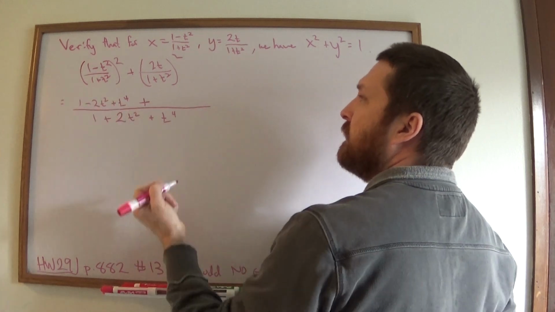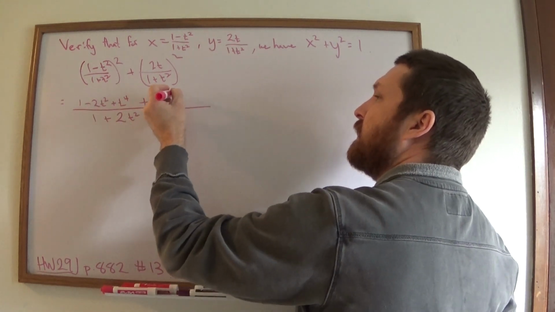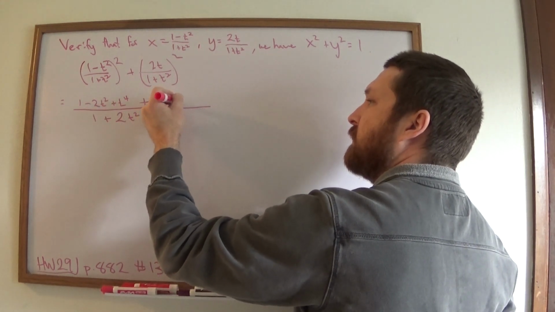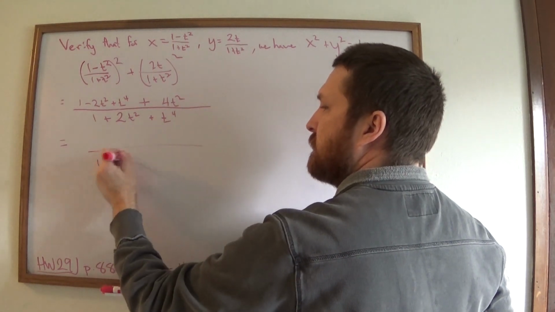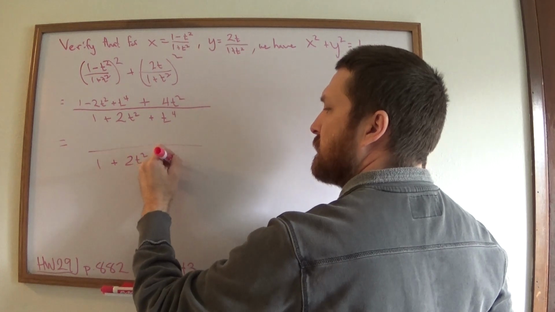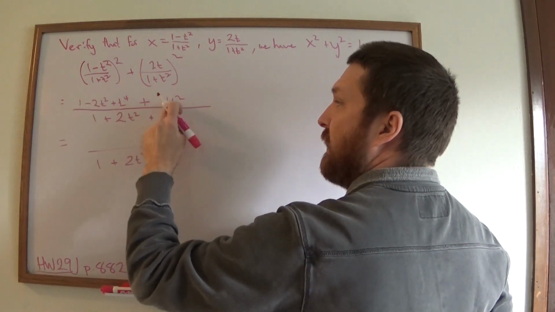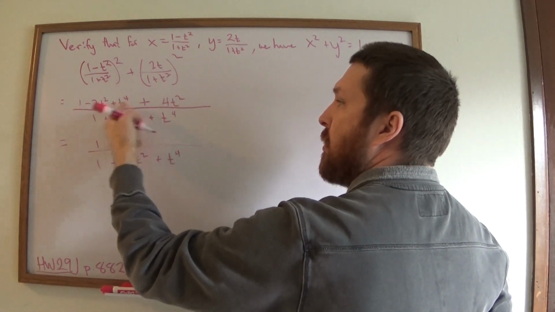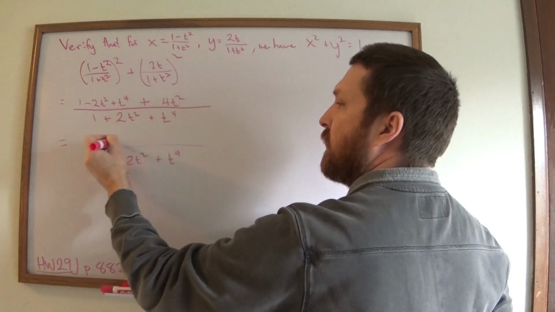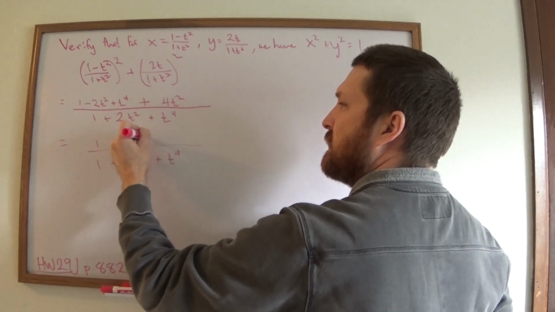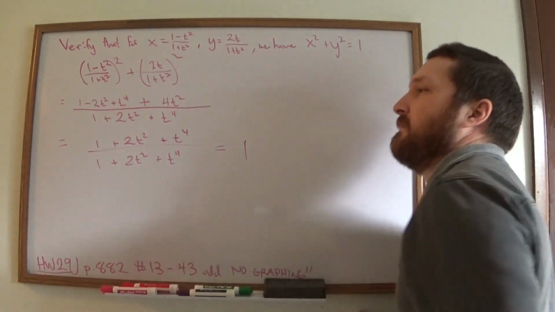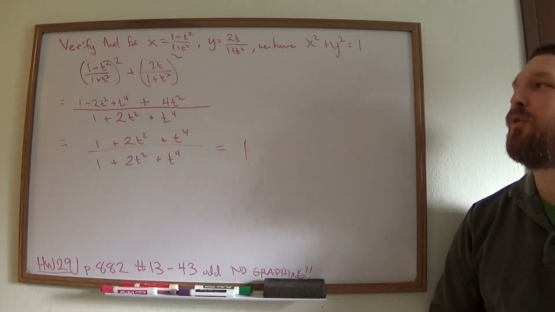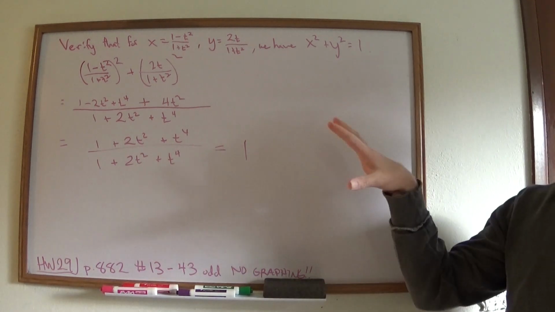Plus is the thing in between. And so we have 2t squared, which gives me 4t squared. These guys come out to 2t squared plus t to the fourth. That and that give me a 1 minus 2 plus 4, which is plus 2t squared plus t to the fourth. Indeed, right?